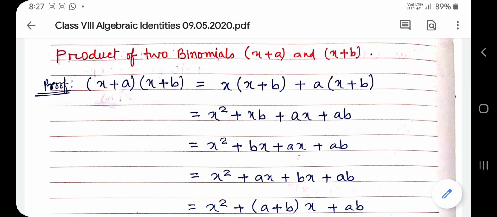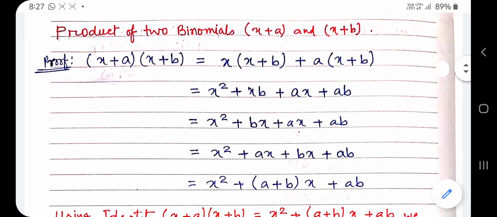Today we will do some special algebraic identities for class 8 syllabus. Here, the first one is the product of two binomials, x plus a into x plus b. We have to multiply x plus a into x plus b. See, you know how to multiply two binomials.